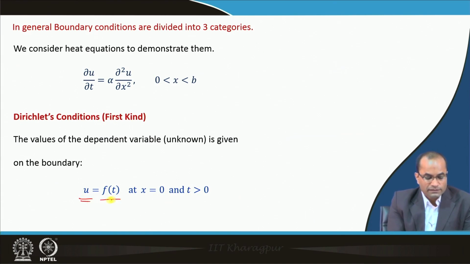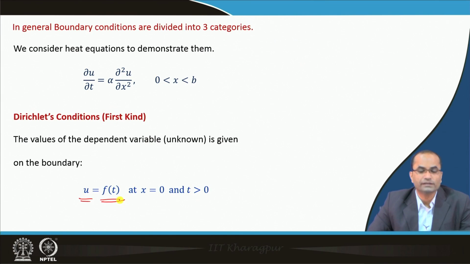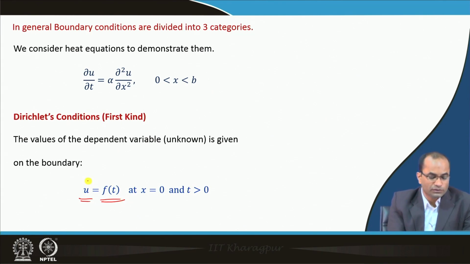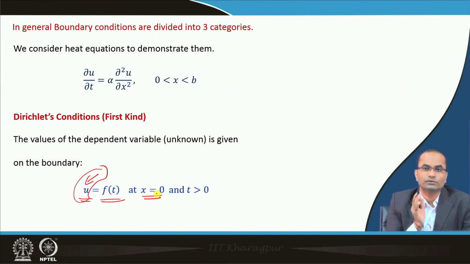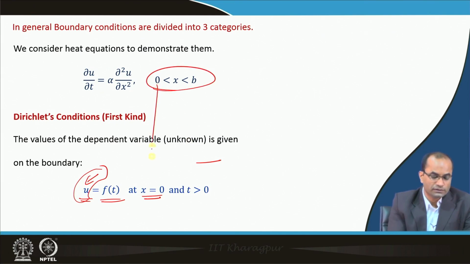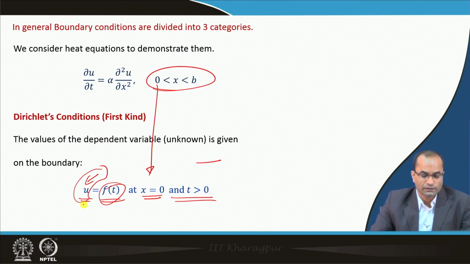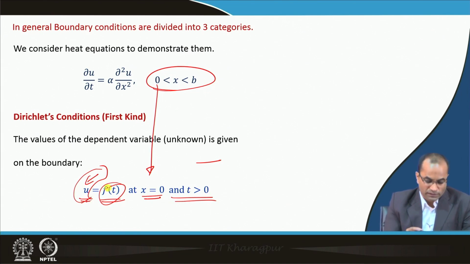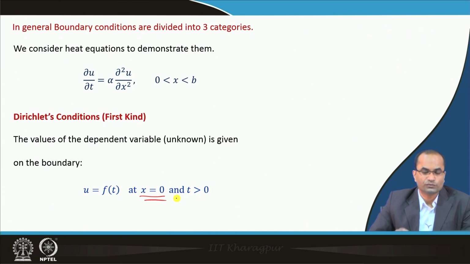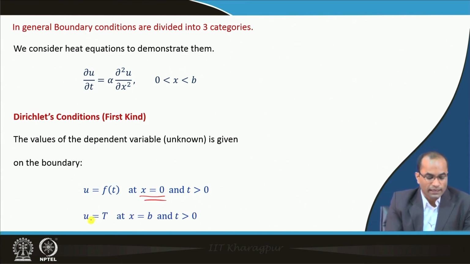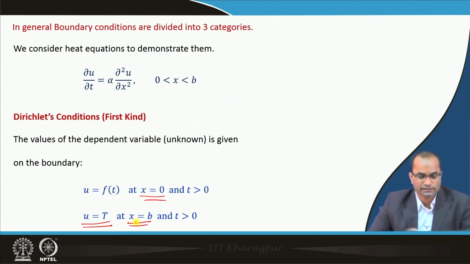So, u is given as some function, it could be a function of time, it could be constant, but u is prescribed. The important thing here is that u is prescribed at x equal to 0. So, at one boundary, if we are taking the domain from x equals 0 to b, for instance, at 0 and for all time, because this may depend on time also, it may be constant. So, for all time, u must be prescribed at this boundary x equal to 0, and u equal to f(t) is prescribed, for example, at x equal to b.